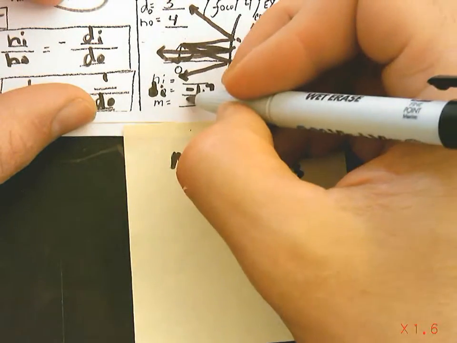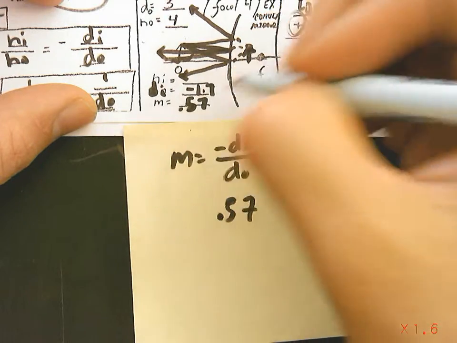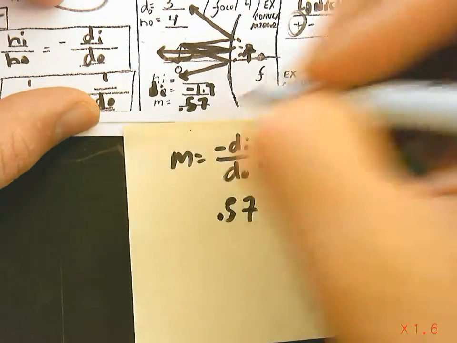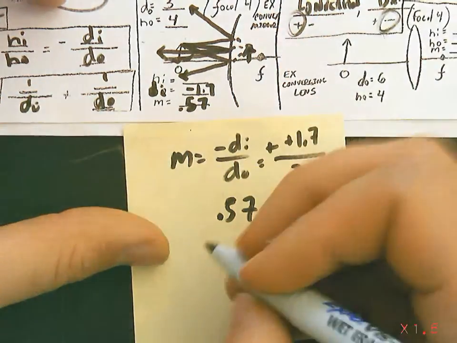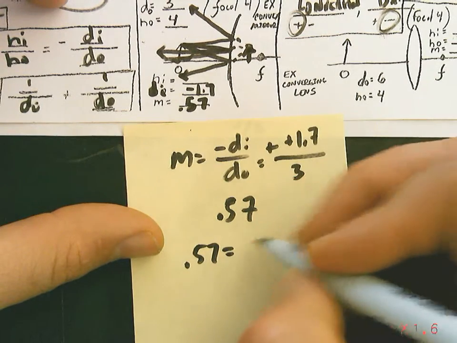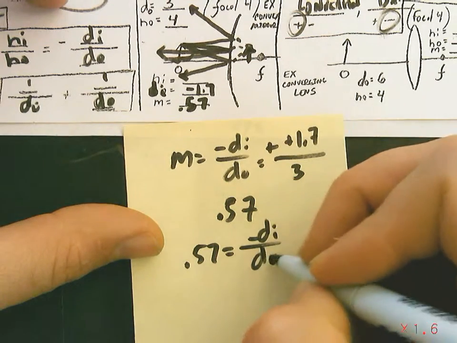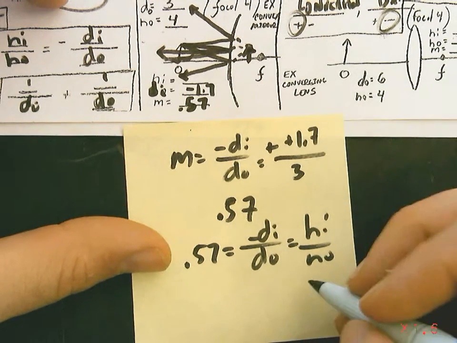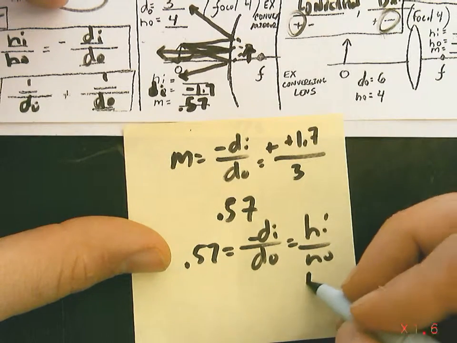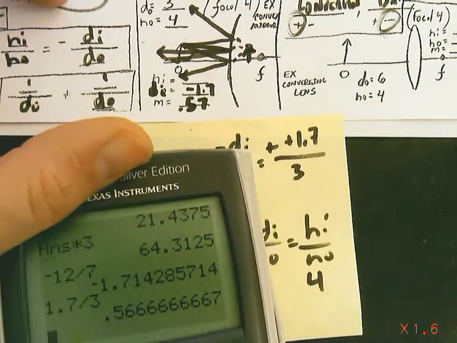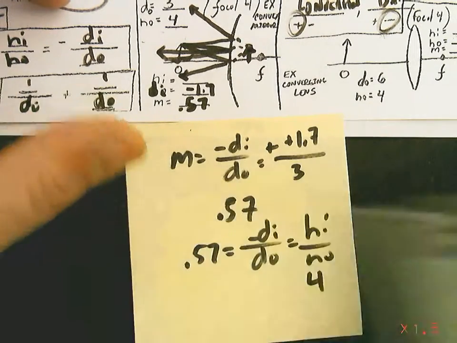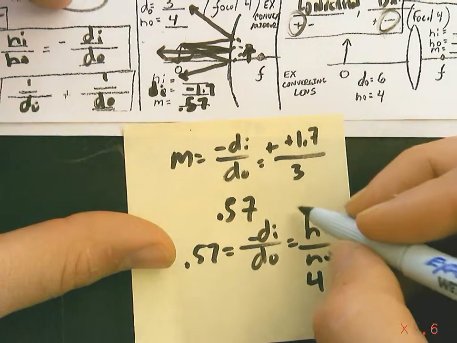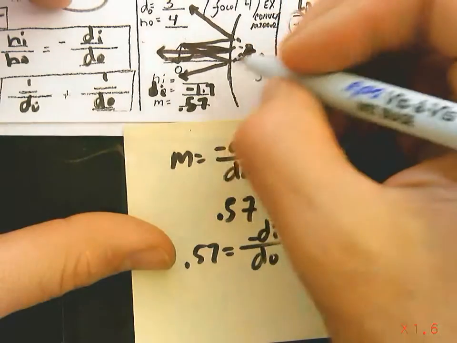And it's positive, meaning that it's erect, but it's less than 1, meaning it's reduced. Hi, so 0.57 equals negative di over do, but it also equals hi over ho. So we put in the height of the object, which was given, 4. 4 times 0.57 is 2.27 for the height of the image.